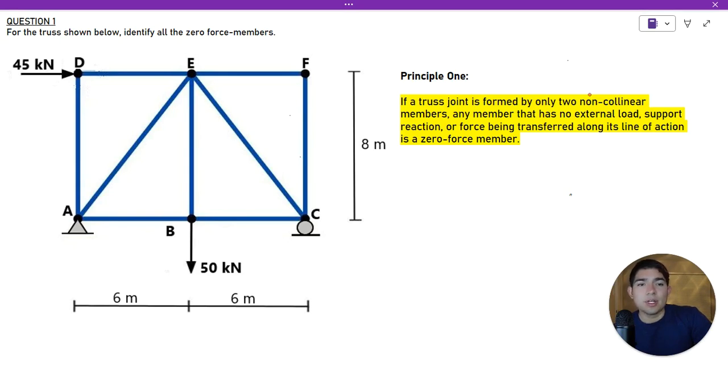Okay, so here is principle 1. If a truss joint is formed by only 2 noncollinear members, any of those members that has no external load, support reaction, or force being transferred along its line of action is a zero force member.